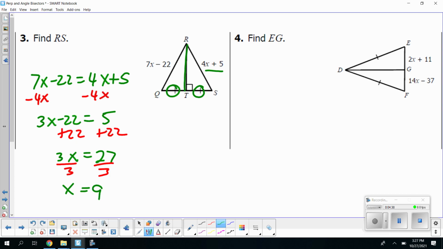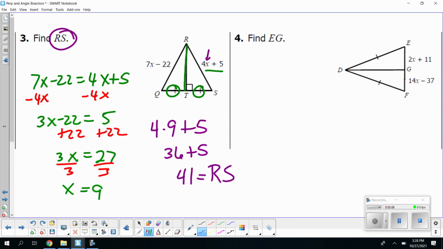So now we know what x is equal to, but that doesn't answer the question, what is RS equal to? So we're going to take this 9 and we're going to plug it in for x to figure out what RS is. So 4 times 9 plus 5. 4 times 9 is 36. 36 plus 5 is 41. So that is the length of RS. Okay, I want you to pause the video and I want you to try number 4.